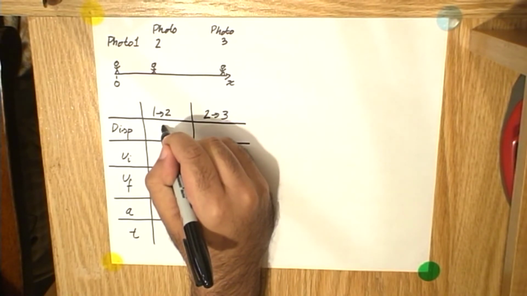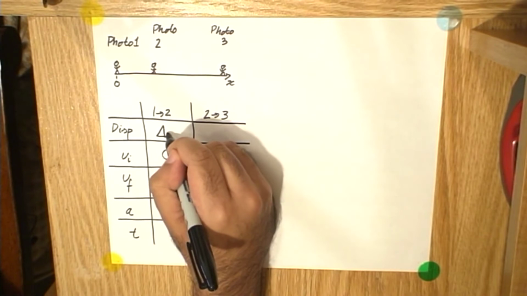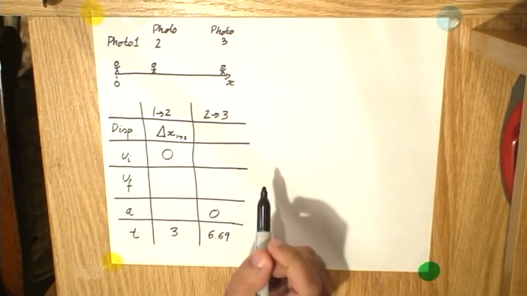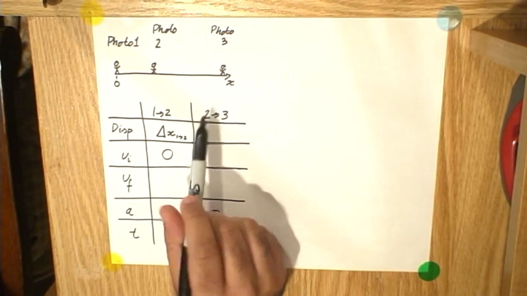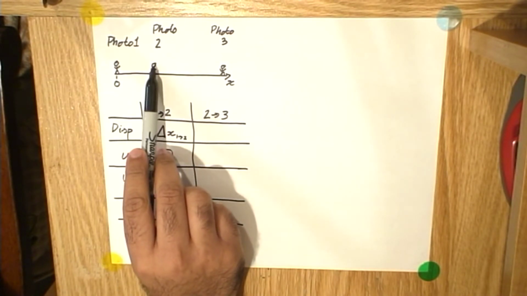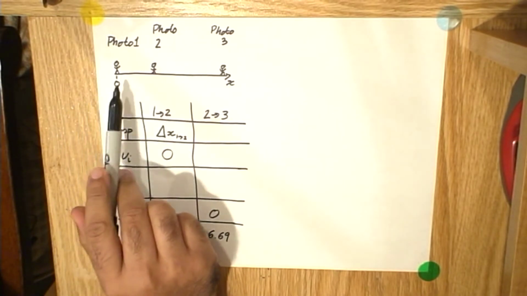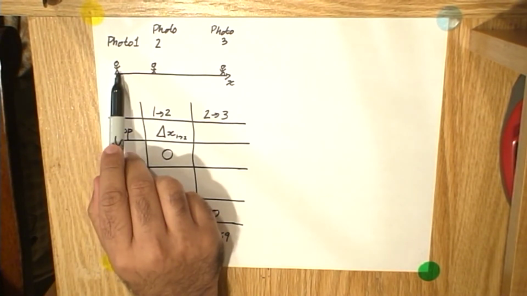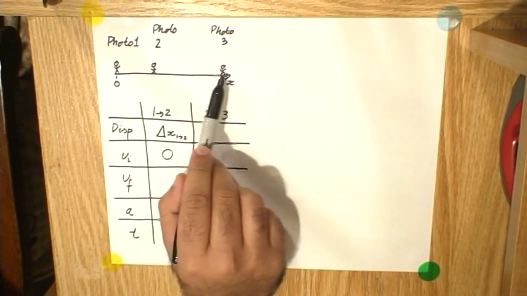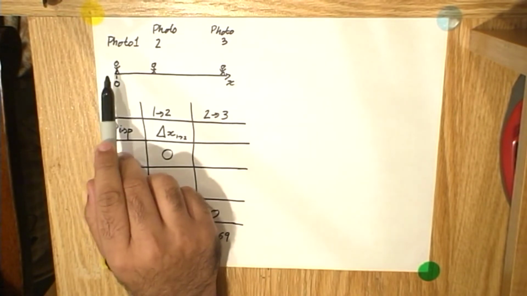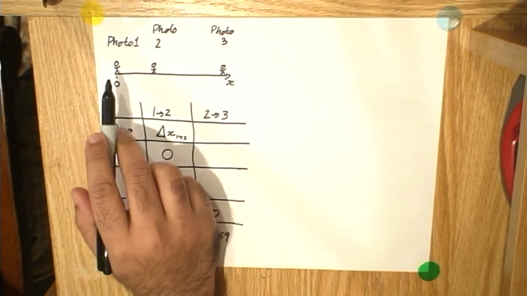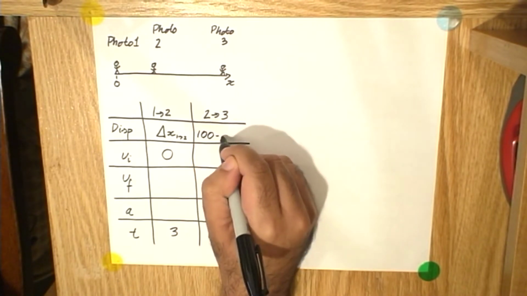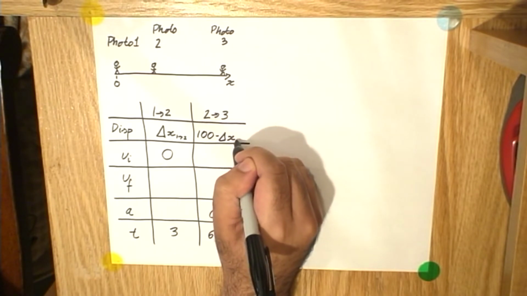I'm going to create this variable, delta x 1 to 2, let's call it. I do not know how far he traveled between photo 1 and photo 2, but I do know how far he traveled from photo 1 to photo 3. It was a 100-meter dash. So that means that the total distance that he traveled was 100 meters. So if he traveled some distance, delta x, from 1 to 2, then he must have traveled 100 minus that between 2 to 3.